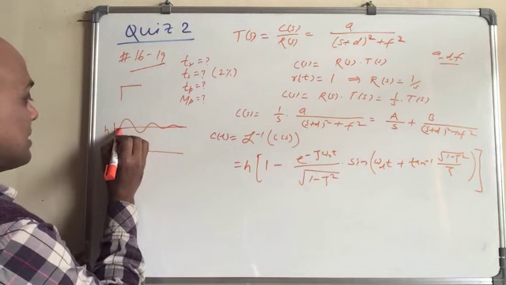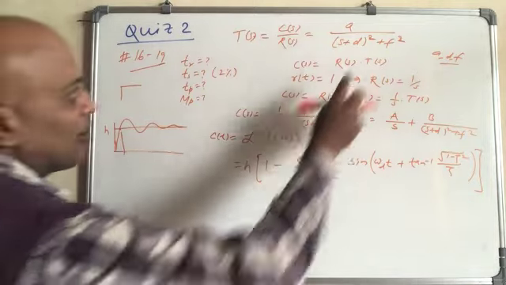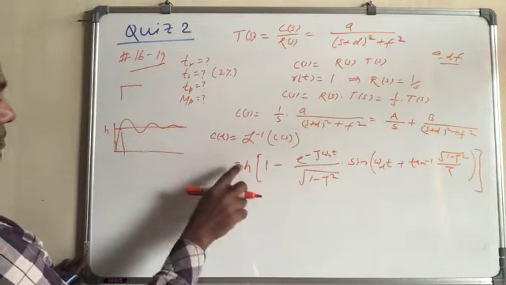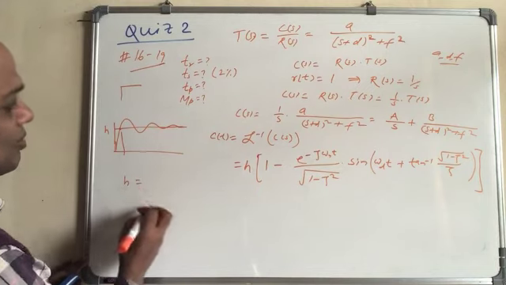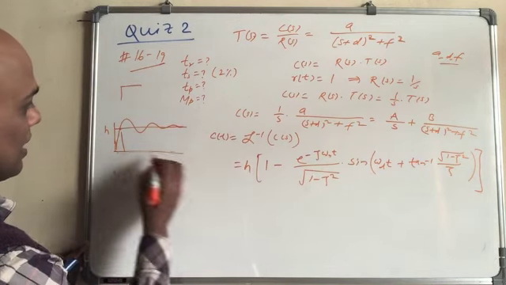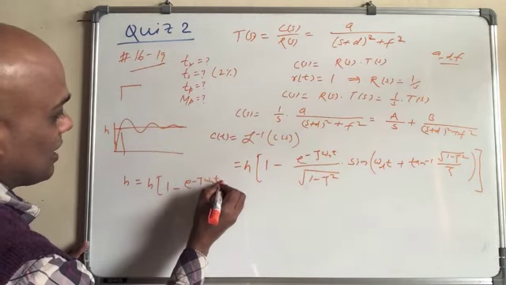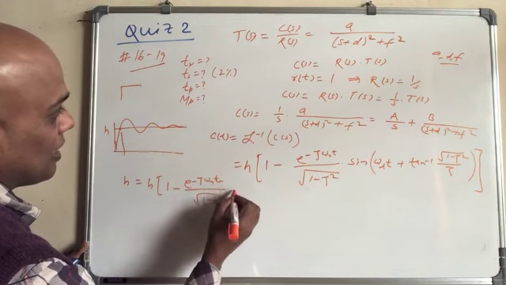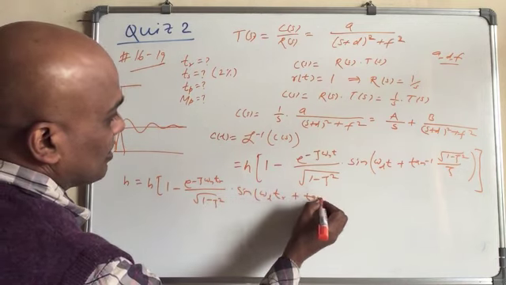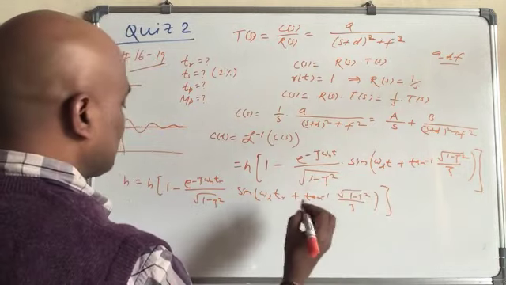Okay, so rise time is where it reaches the value h for the first time. If you had omega n square over this, then you have h equal to 1, right? So that really means 1 equal to this. So we have 1 minus, and let's say tr is the rise time, so e to the minus zeta omega n tr divided by root 1 minus zeta square, and then sine of omega d tr plus tan inverse of root under 1 minus zeta square over zeta. This is equal to this.